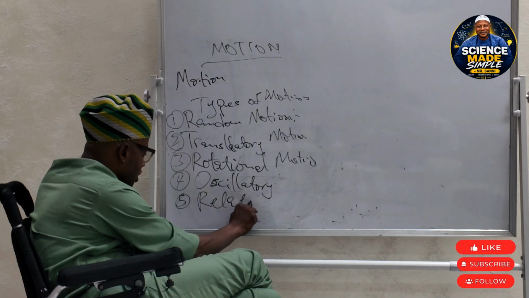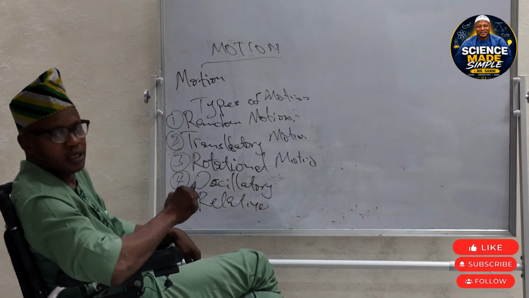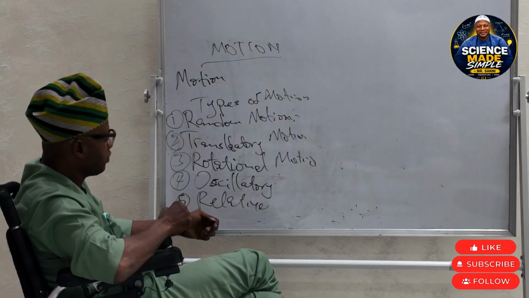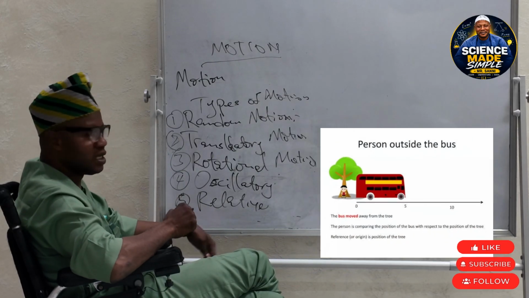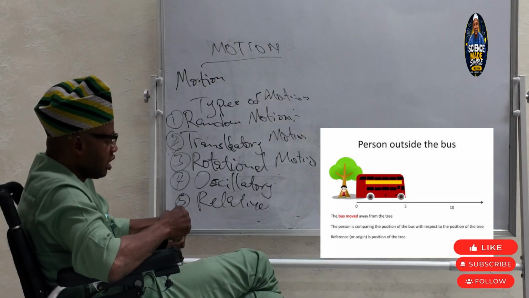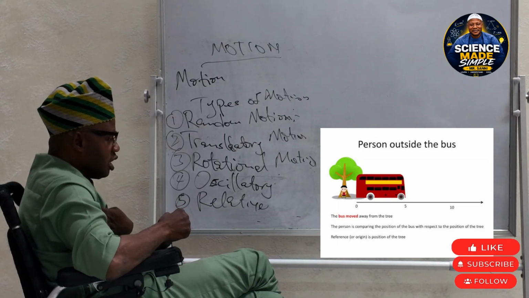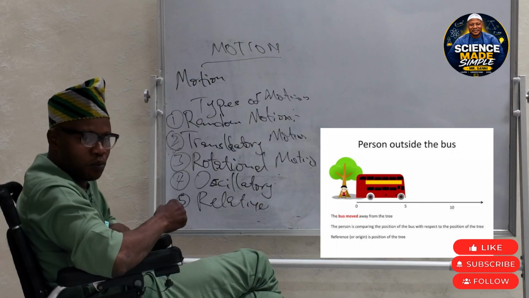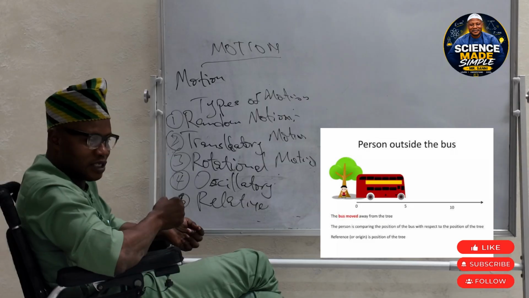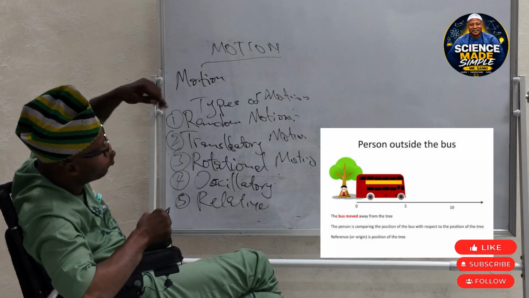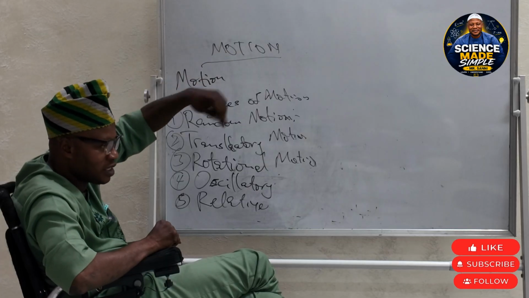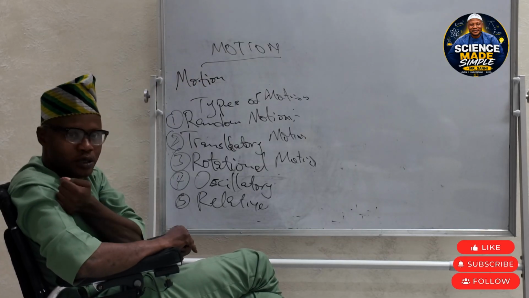So we also have another one called relative motion. This relative motion is the motion of a body in reference to a particular point. So, for instance, we have a student traveling inside a bus. As the student is in the bus, it will look as if the student is not moving if we check the bus and the student. But if the student looks through the window, they will observe that the trees that are passing are moving in the opposite direction to the student.